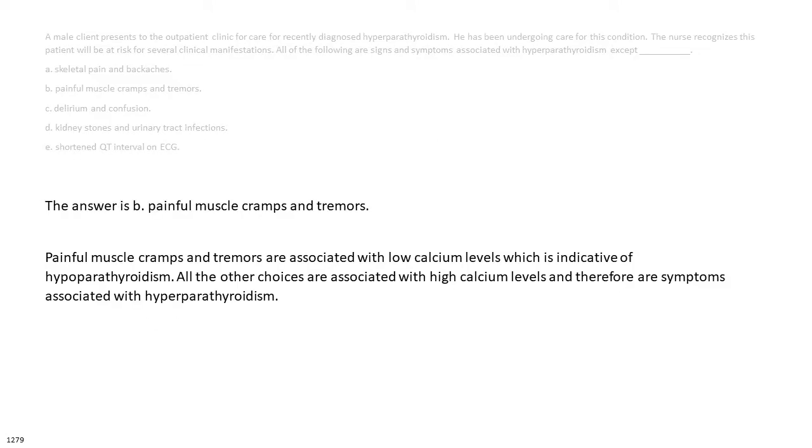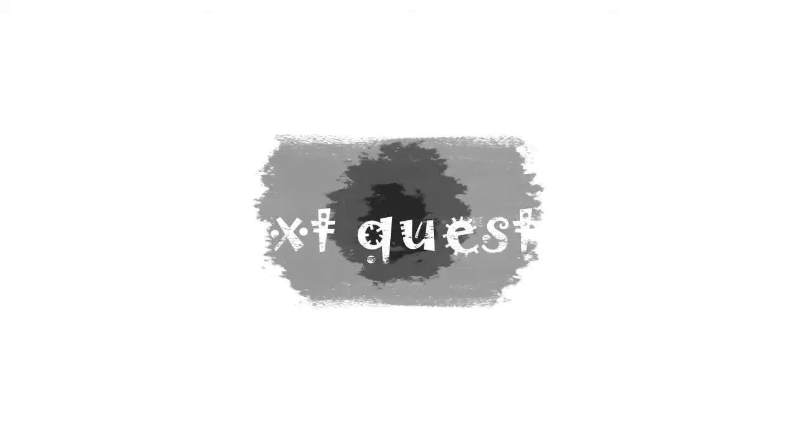The answer is B. Painful muscle cramps and tremors. Painful muscle cramps and tremors are associated with low calcium levels, which is indicative of hypoparathyroidism. All the other choices are associated with high calcium levels and therefore are symptoms associated with hyperparathyroidism.